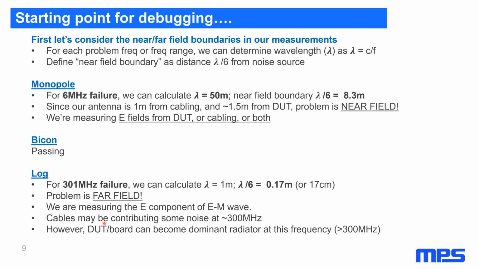Some other things to consider, at 300 megahertz, it's kind of that range where it could maybe be the cabling, it could maybe be the circuit board. It's kind of that gray area. There could be a little bit of contribution from the cables, but I would guess, based on some of my own experiences, that the board is probably more likely to be the dominant radiator at this frequency. So we're going to take a closer look and see if that's true.